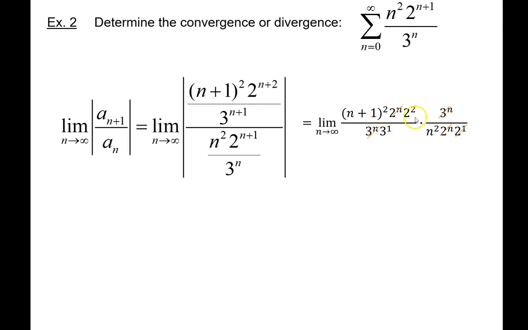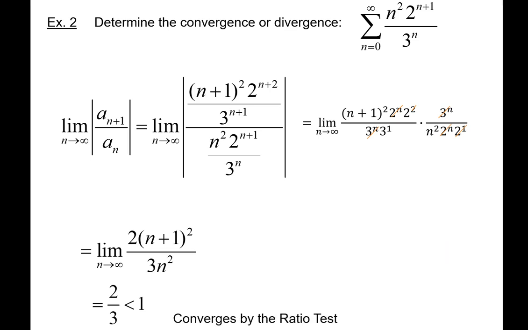So what am I left with in the numerator? I'm left with 2 times the n plus 1 squared. The denominator, I'm left with 3 times n squared. Now take the limit of this as n approaches infinity, and you can see this is a very straightforward limit to evaluate using the ratio of leading coefficients. Because the degrees are the same, we get 2/3, which is less than 1, so this series also converges by the ratio test.